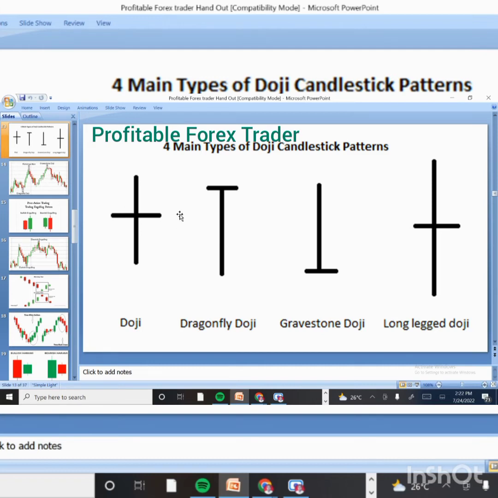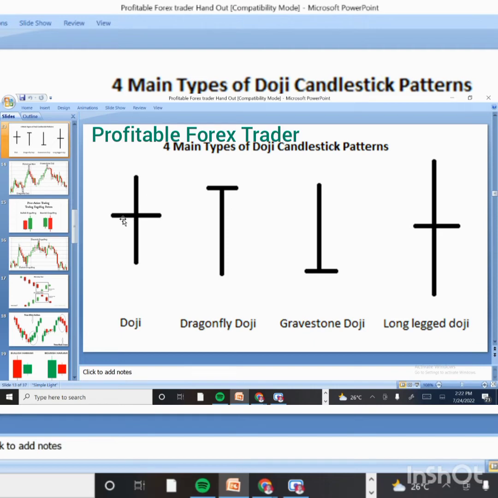This is a reversal candlestick as well. Now, depending on the location of this candlestick, if it appears at the support zone, it means that the price might reverse and go in the opposite direction. Now, if it appears on a resistance zone, it's also telling us that the price might reverse and go in the opposite direction.